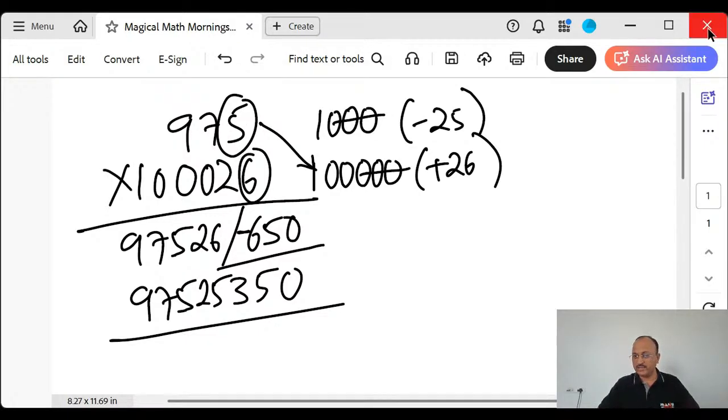I hope you enjoyed this method, and you will become very good at this method only when you practice. So keep practicing, and I recommend you practice with your maths buddy. You take one of your friends and practice with them, then you try to race with each other. That will give you more maja.